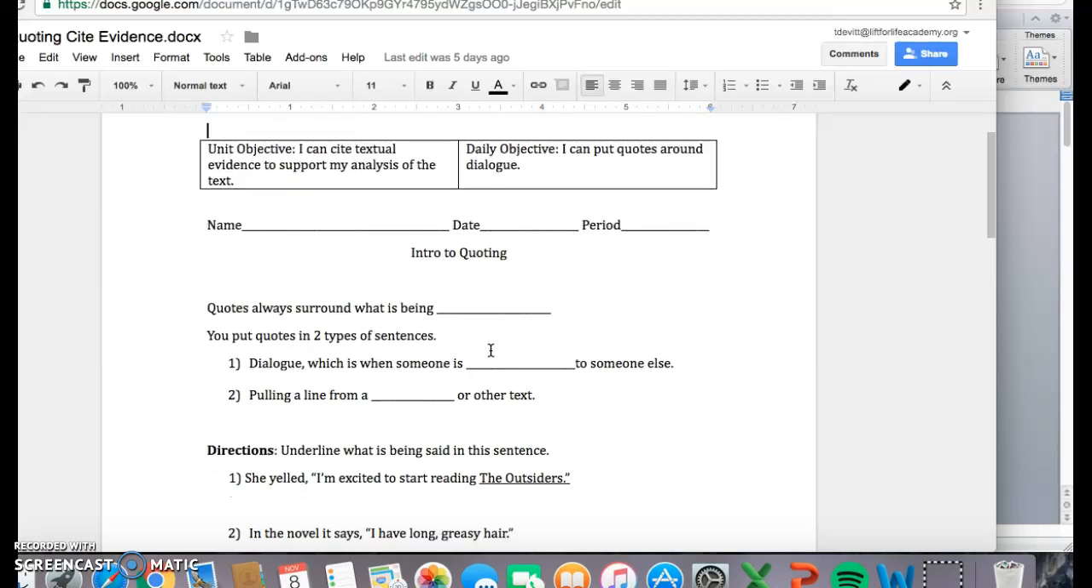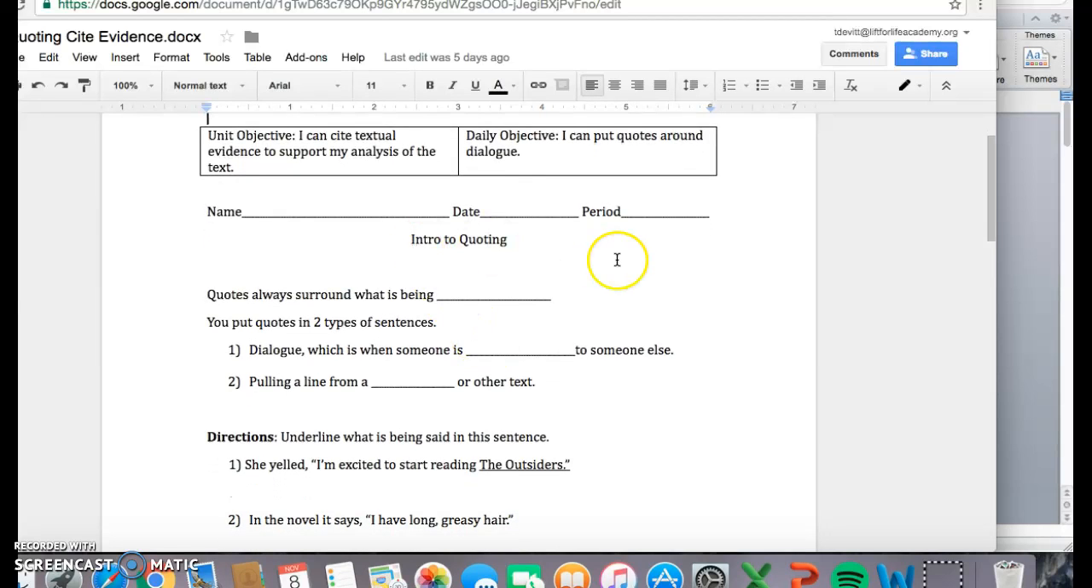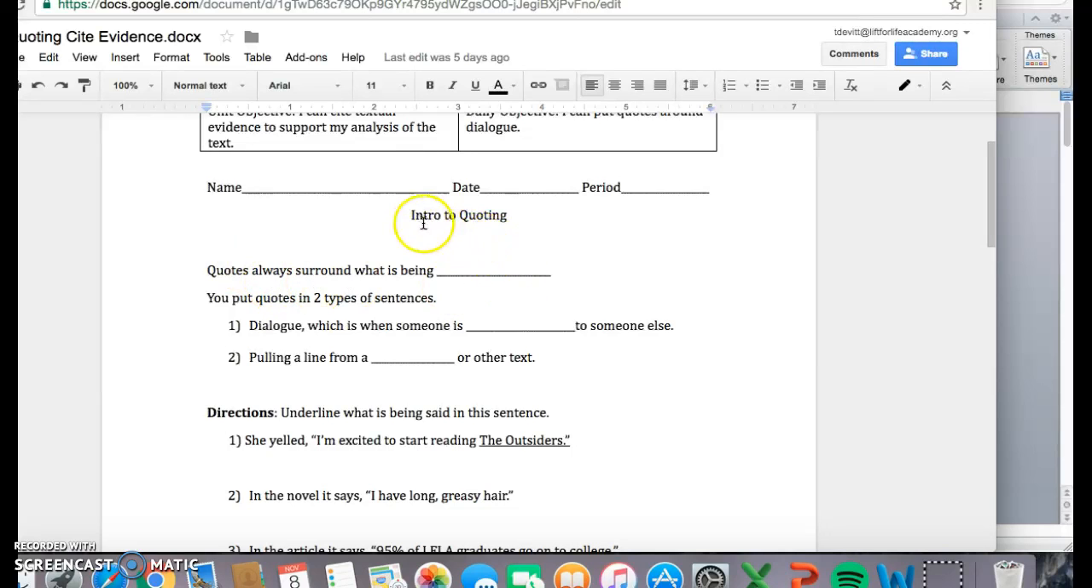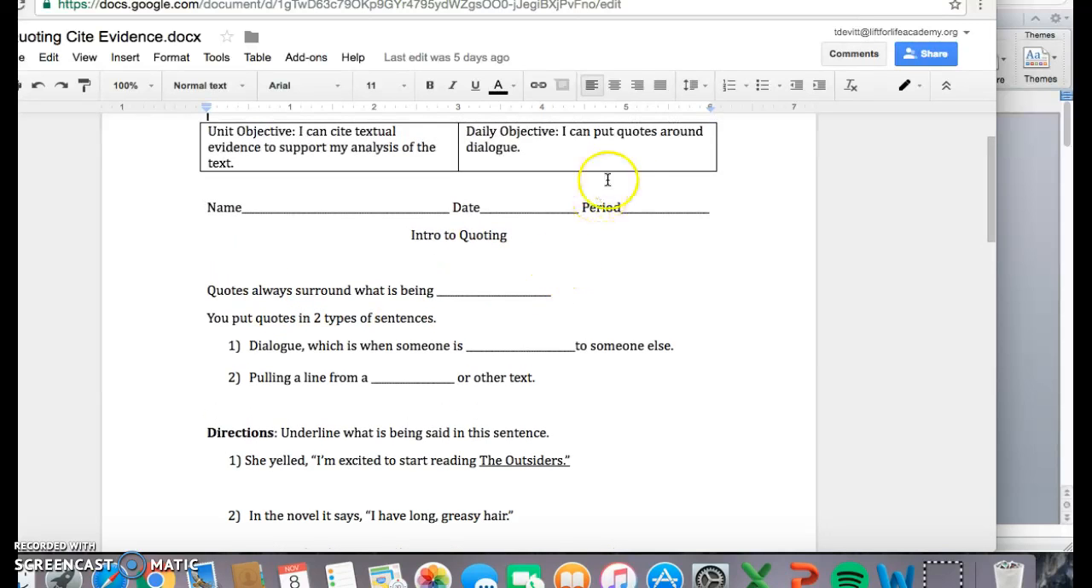So this is, once you finish your pretest, the kind of guided notes you'll be looking at. Thinking about this, we're going to learn the formatting for how to actually do quotes, whether it's with dialogue or whether it's citing evidence from a text. Looking at the first part here, quotes always surround what is being said. So anytime a character is speaking, you always put quotes around it.